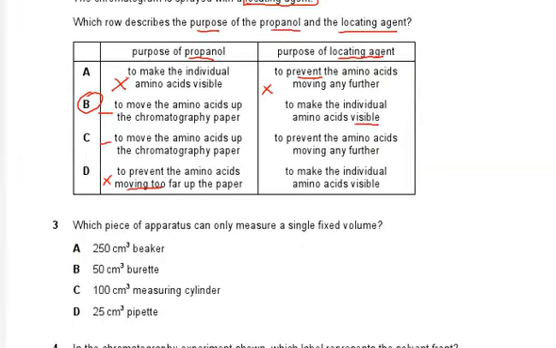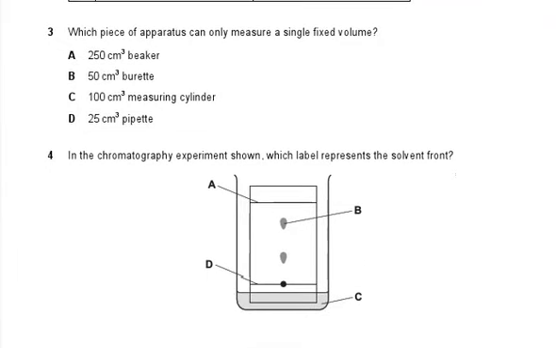Okay, let us go to question number 3. Which piece of apparatus can only measure a single fixed volume? So single fixed volume, the best answer here is pipette. Now number 4, in the chromatography experiment shown, which label represents the solvent front? The solvent front is A, this part. So your answer is A. Okay, now let us move to the next one.